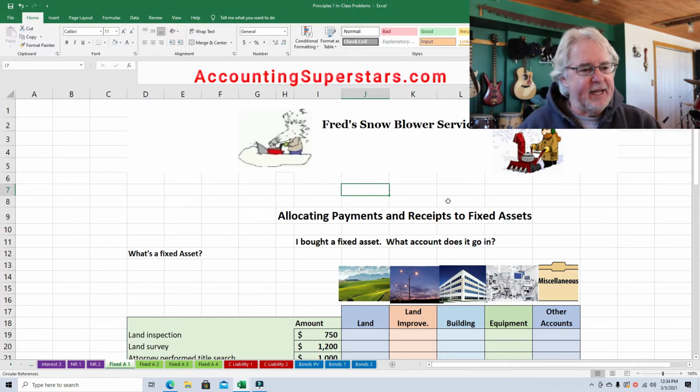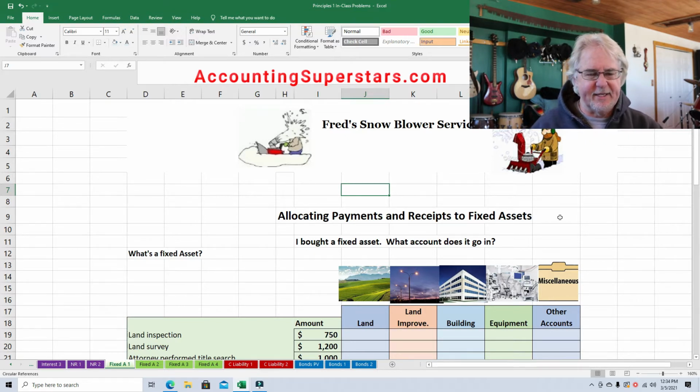So what it is: Fred's Snowblower Service is expanding business. So what we need to do is figure out, well, what is it? Is it a fixed asset that he's buying? How is he expanding his business? Well, it turns out Fred here is buying land, and he's going to have some land improvements, and he's getting a building and new equipment. But then there are some other things too that are a little kind of like miscellaneous. I've got pictures right here of what's going on: land and land improvements and buildings and equipment and other things.